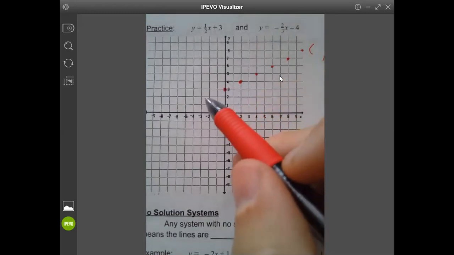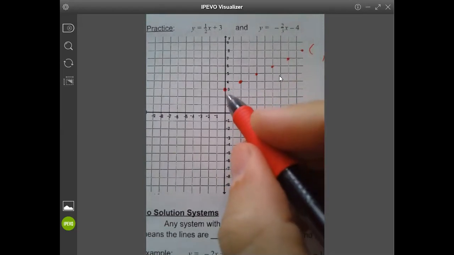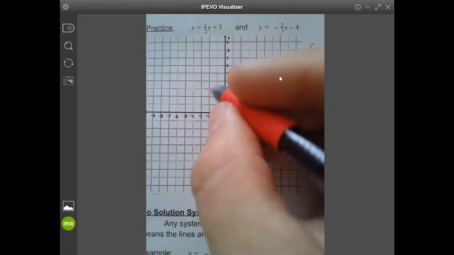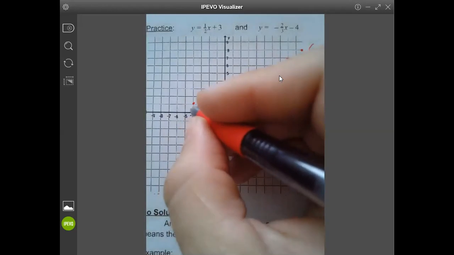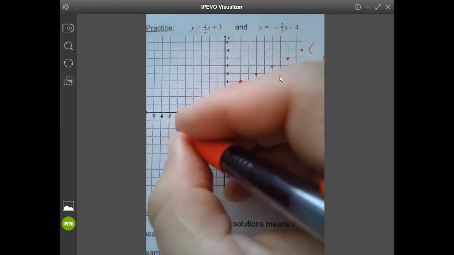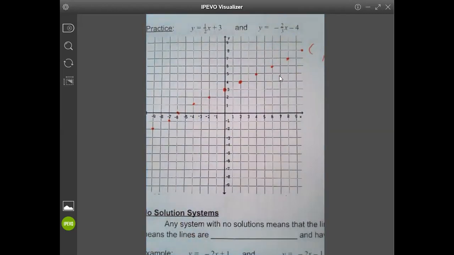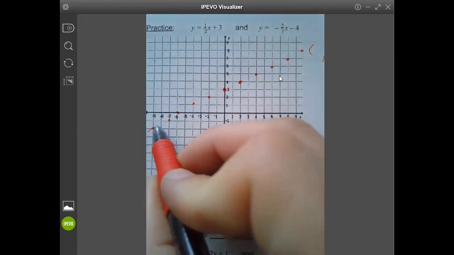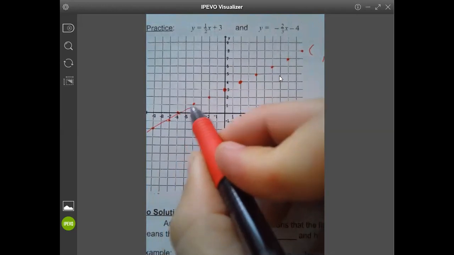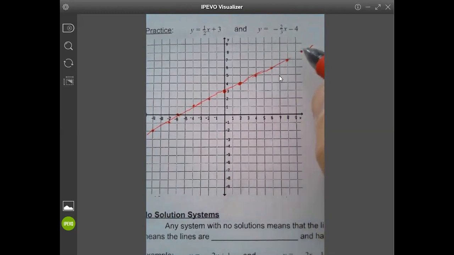How do I get it to go this direction? Go down 1, left 2. Right, so we'll continue, just reverse everything we were doing. Down 1, left 2, continually here. All right, so that would be our first line, and we can just kind of sketch these together here. All right, so that's the first one.